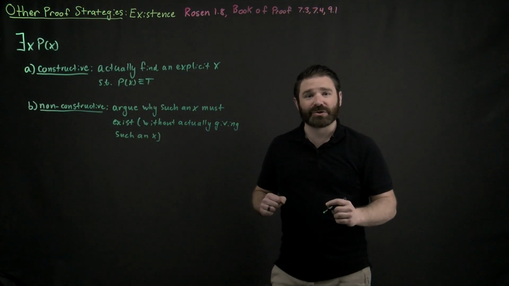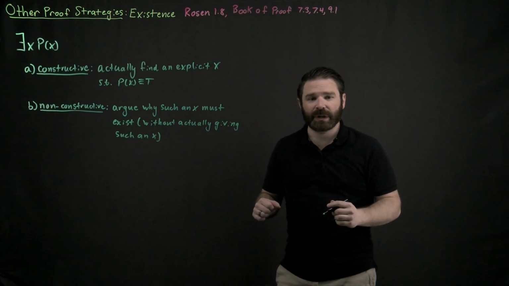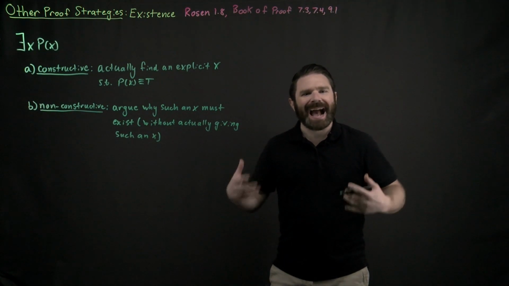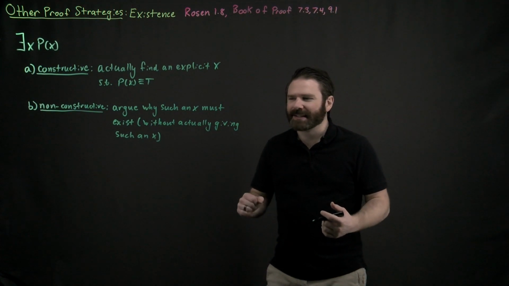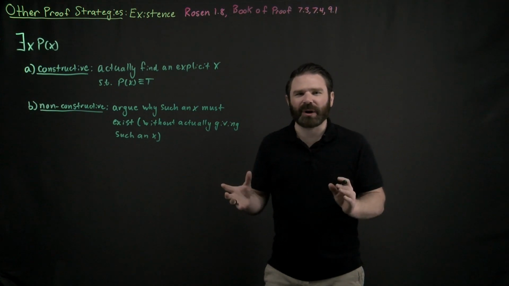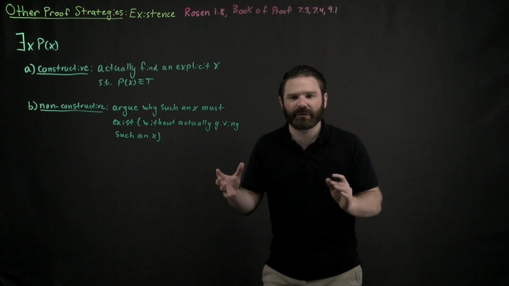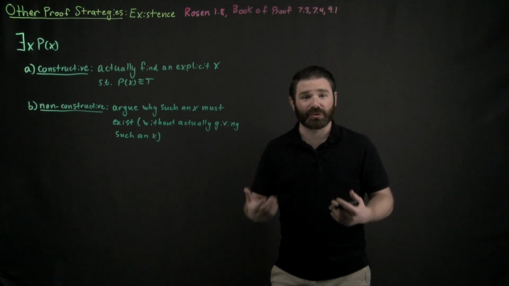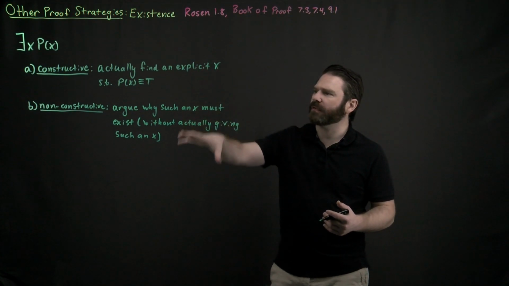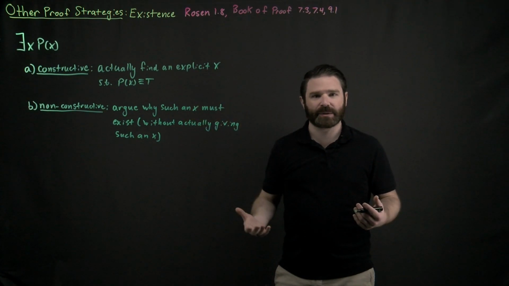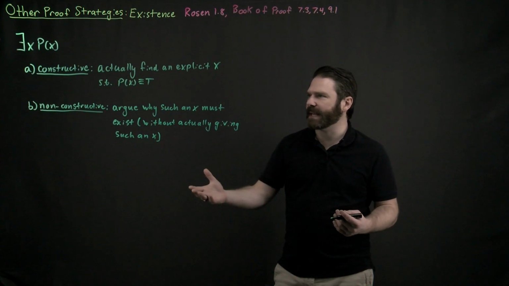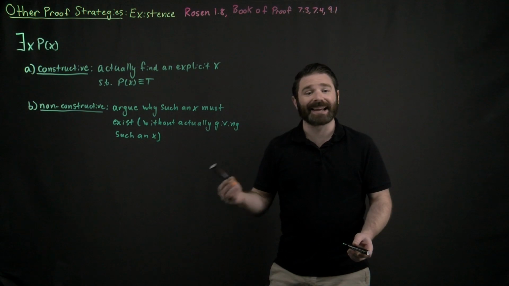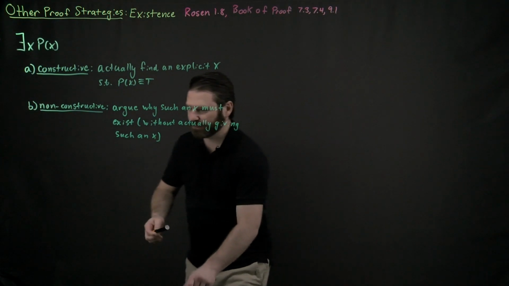So a non-constructive existence proof is basically some sort of argument about why such an x has to exist, but you don't actually construct or demonstrate or give such an x value that makes your statement p of x true. And so these are two different ways that you can do an existence proof. And let's go ahead and look at an example of both of these. So for the very first one, let's look at a constructive example.